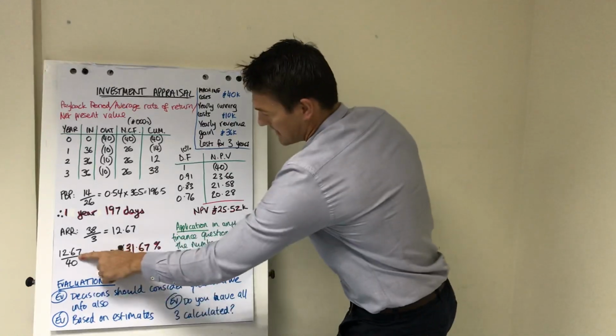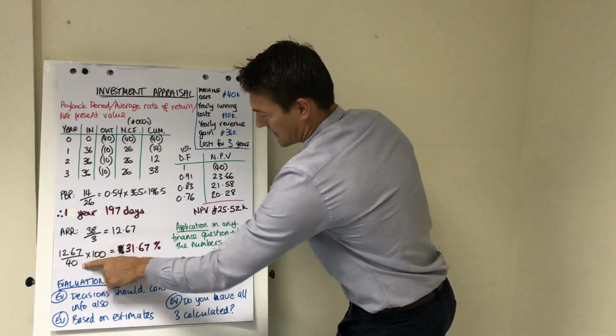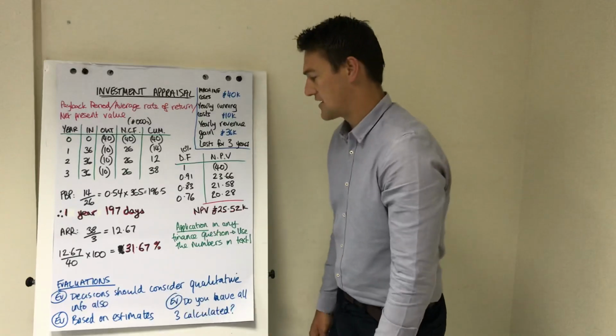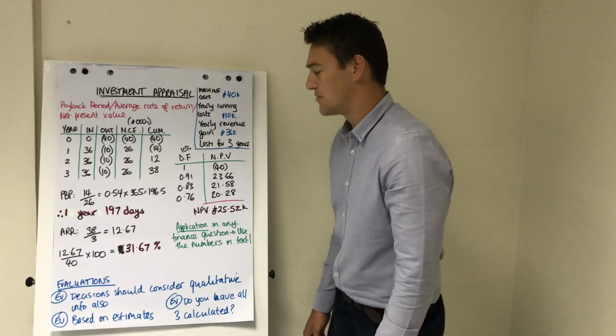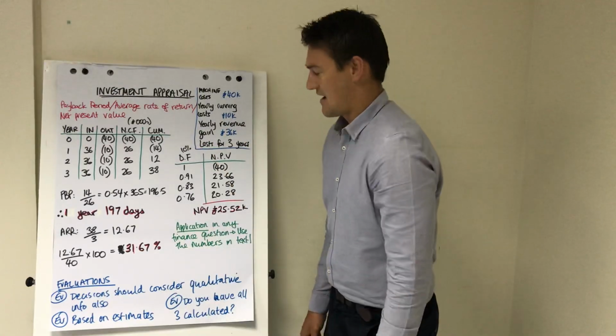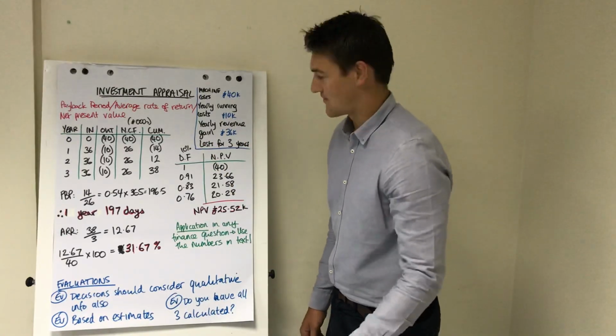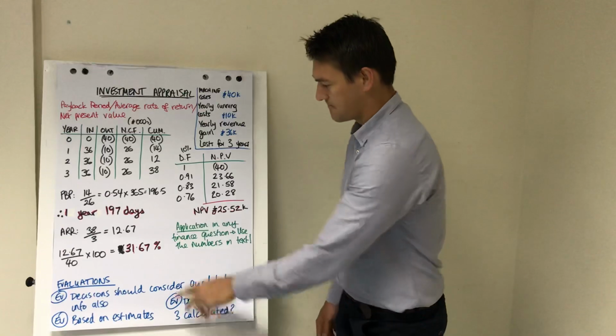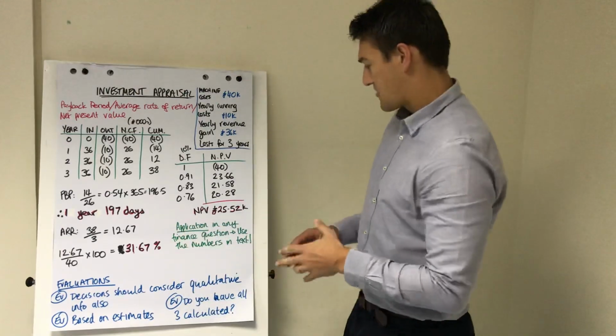And if we take the yearly profit divided by the cost of doing it times 100, we find out that every year we're making 31.67% return. Okay, so that's extremely high, and you would have thought that the directors would be satisfied with this project's return there. Okay. Lastly, net present value.